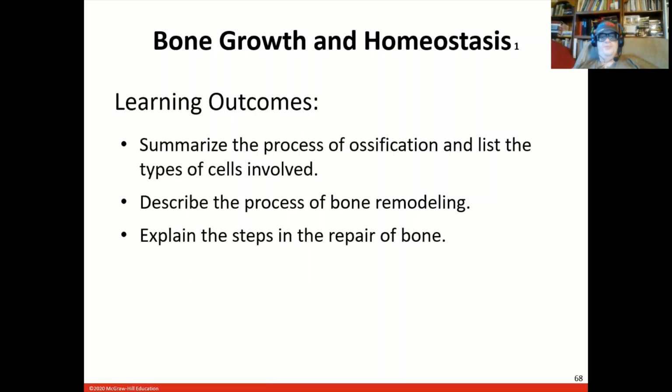All right, so we're going to talk about how you ossify bone and list the types of cells that are involved, talk about bone remodeling, and how to repair a bone. The big things here that we're going to talk about are osteocytes, osteoclasts, osteoblasts, osteogenic cells. It's simple. The osteogenic cells, those are the stem cells that can become anything else.